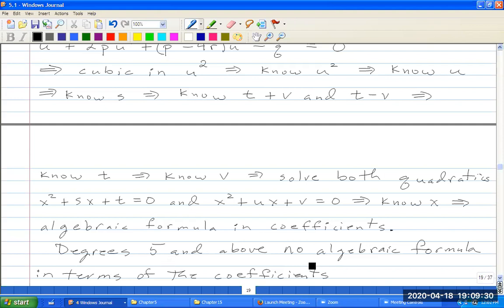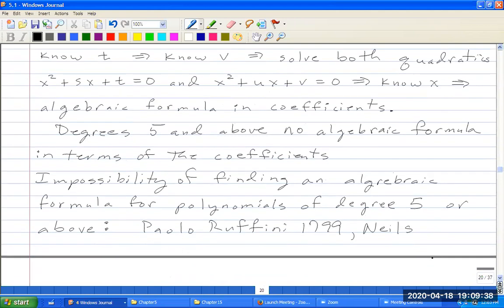Coefficients of the polynomial is some sort of algebraic function of those coefficients of the polynomial. Degree 5 and above actually have no algebraic formula in terms of the coefficients. They have other formulas, but not algebraic formulas. They're more complicated. For the 5th degree, if you include one solution of a particular 5th degree polynomial, then you can write it as an algebraic function of the coefficients plus that one solution of a 5th degree polynomial.